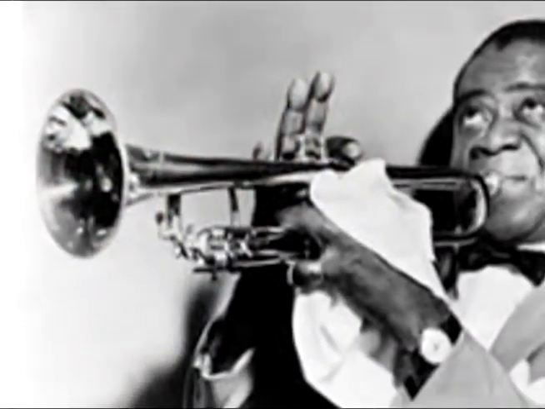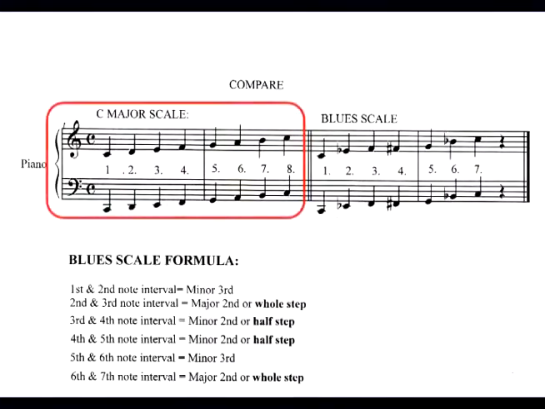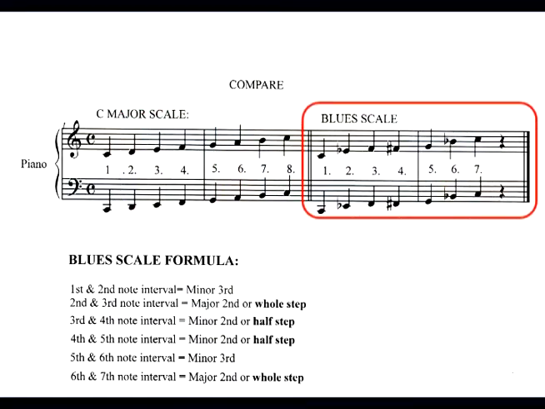So the focus of today's concept will be the blues scale, how it's constructed, and how to apply it. So let's take a look. C major scale. It's a diatonic C major scale. Now compare that with the blues scale. There's only 7 notes in the blues scale, but 8 notes in your diatonic major scale.